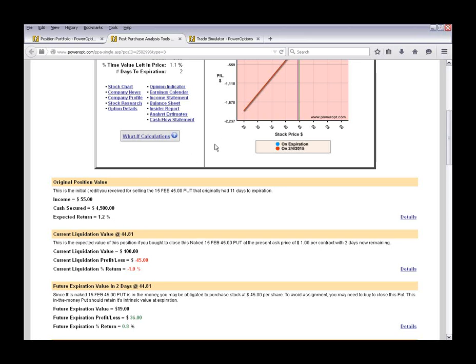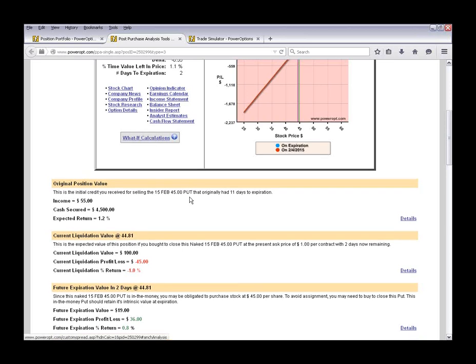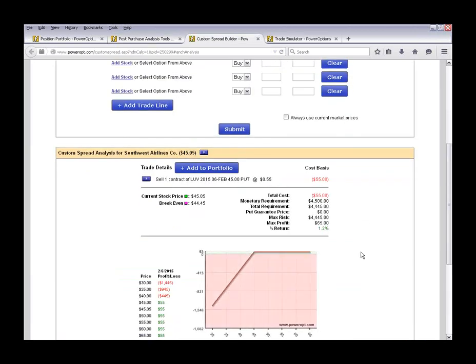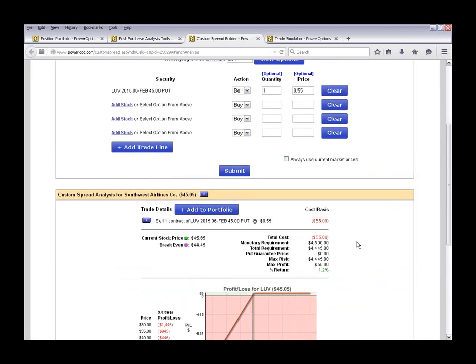Well, now that I may get put the stock, it doesn't show a collar opportunity here, but if I'm concerned about further downside on this position, I might be able to convert it to a collar rather than a covered call, but I don't think we're going to see a profit, but let's take a look. Since I didn't see the collar opportunity here in my rollout positions, I'm going to go to the what-if calculations, and we're going to simulate this manually. Here's our naked put again. We've got our 6th of February 45 put for 55 cents.